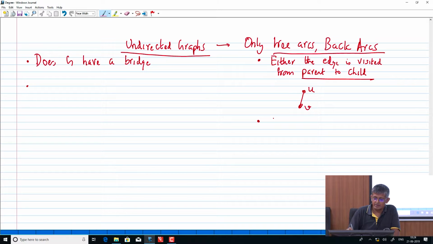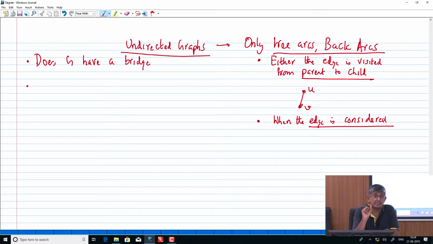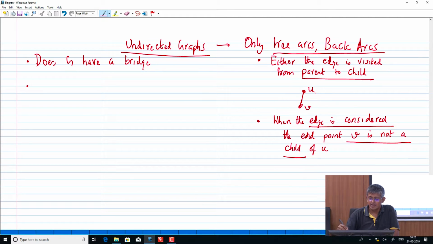So let us see. Remember, when I say the edge is considered, the edge is considered inside that for loop which is inspecting the adjacency list of a particular vertex, right? So let me draw this edge. This is the edge UV, it is being considered. In the first case, I said that when it is being visited for the first time, V is a child of U. That's one possibility. Let's assume this possibility does not happen. Let us write it down. When the edge is considered, it turns out that the endpoint V is not a child of U. What is the meaning of it?